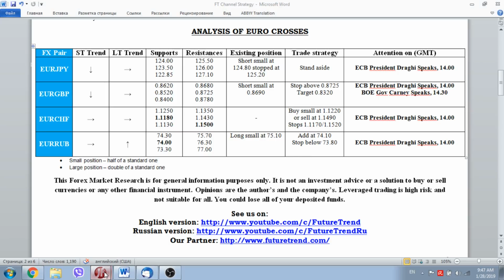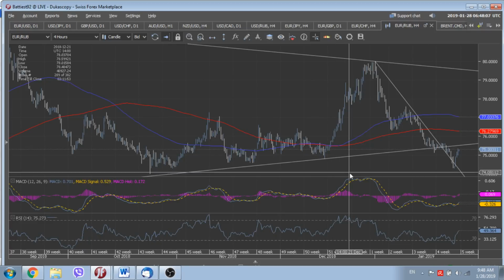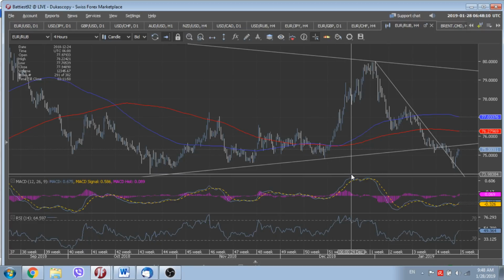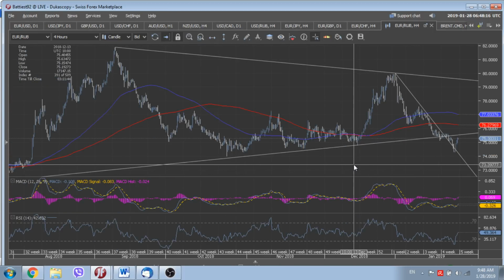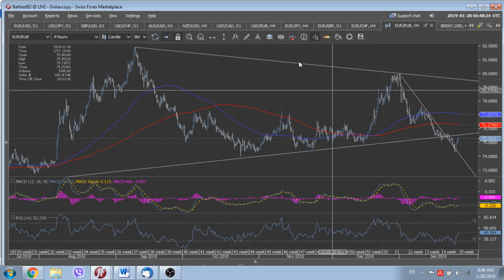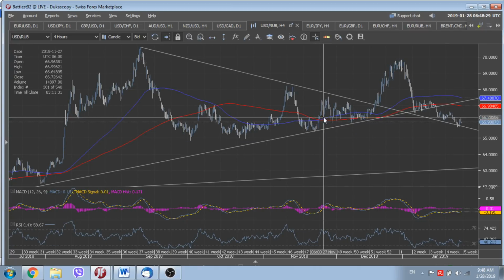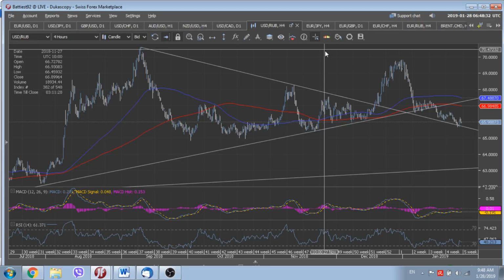Anyway, we continue to suggest that from a technical point of view, dollar ruble should find a floor against the so-called important psychological and technical barrier of 65, as well as in the euro ruble. This level is located around 74, and we continue to suggest that while above these two levels, the ruble crosses should be in the so-called range, like for example in case of dollar ruble, the range of 65 to 70.